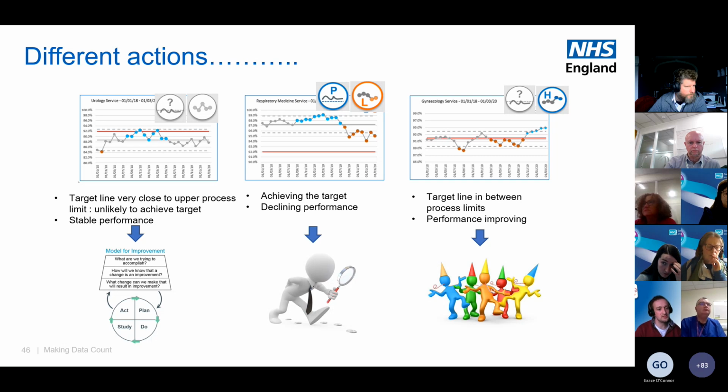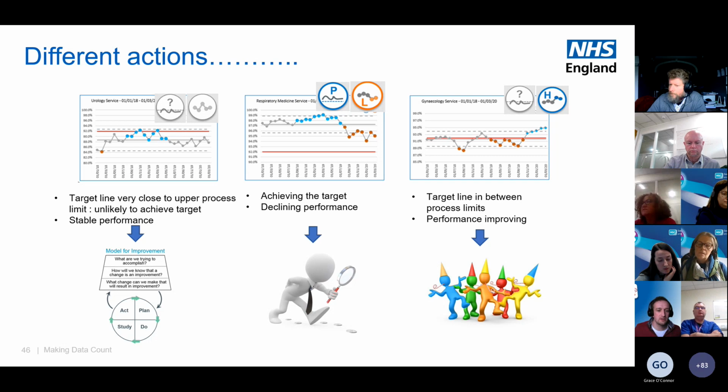The second example is respiratory. So we're achieving the target, but we've got this deterioration. So we don't want to do nothing about it. We want to go away and investigate what the root causes are behind this deterioration, perhaps doing some of that triangulation, understanding why there's been a deterioration to hopefully prevent the continuing decline and prevent it from eventually dropping below that target line.